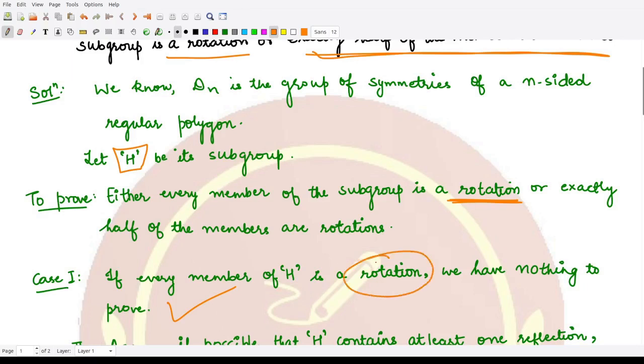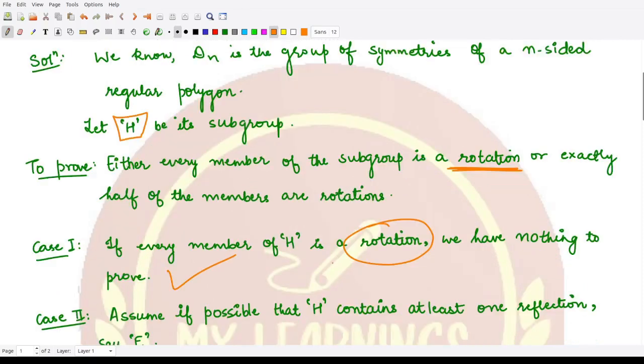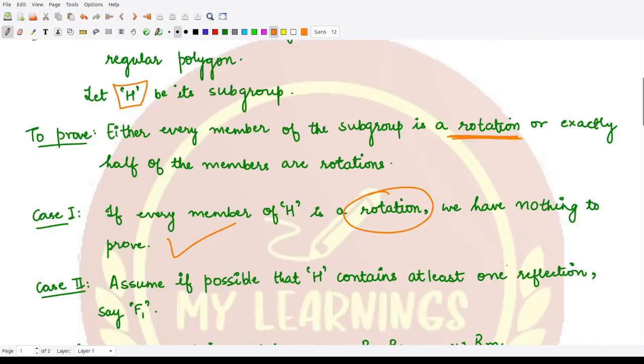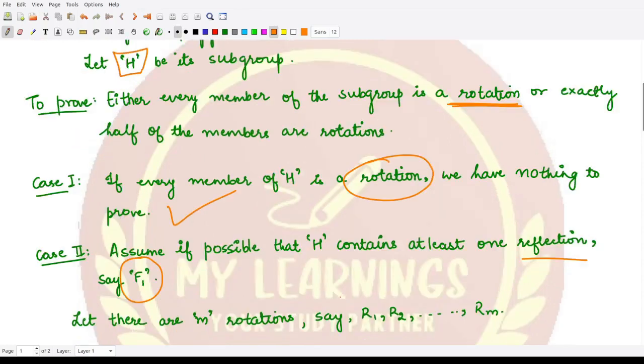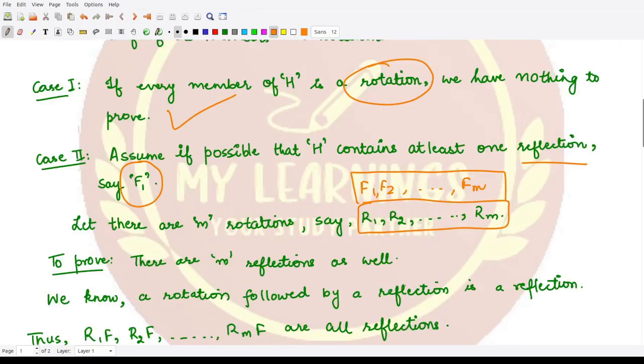In the second case, we assume that every member of H is not a rotation. So there would be at least one element which is not a rotation. Suppose we call that element F1, which is not a rotation. Hence, it must be a reflection, right? Now, we have to show that if there are m rotations present within this subgroup H, R1, R2, R3, R4 up to Rm, then there are also m reflections present here. So they are equal in number. This thing we have to show here, right?